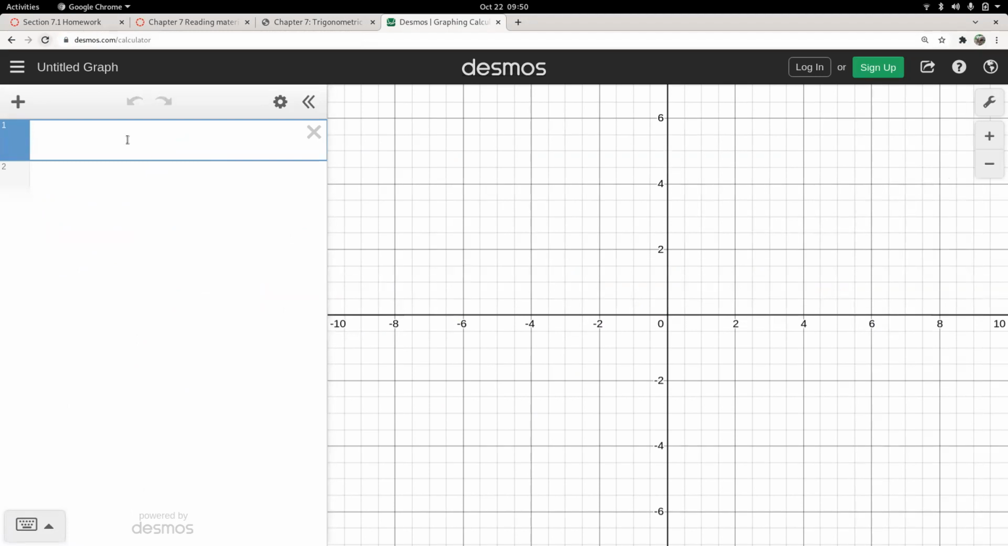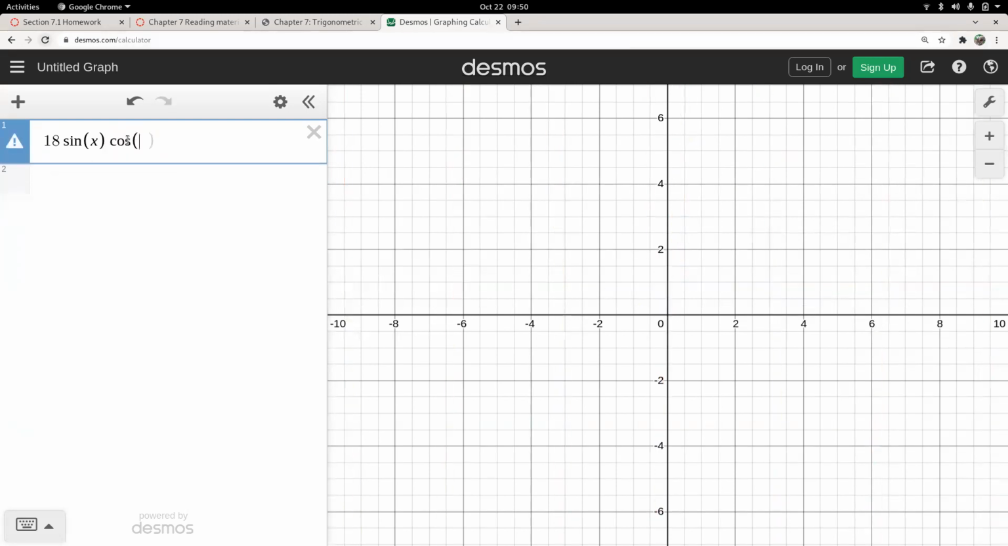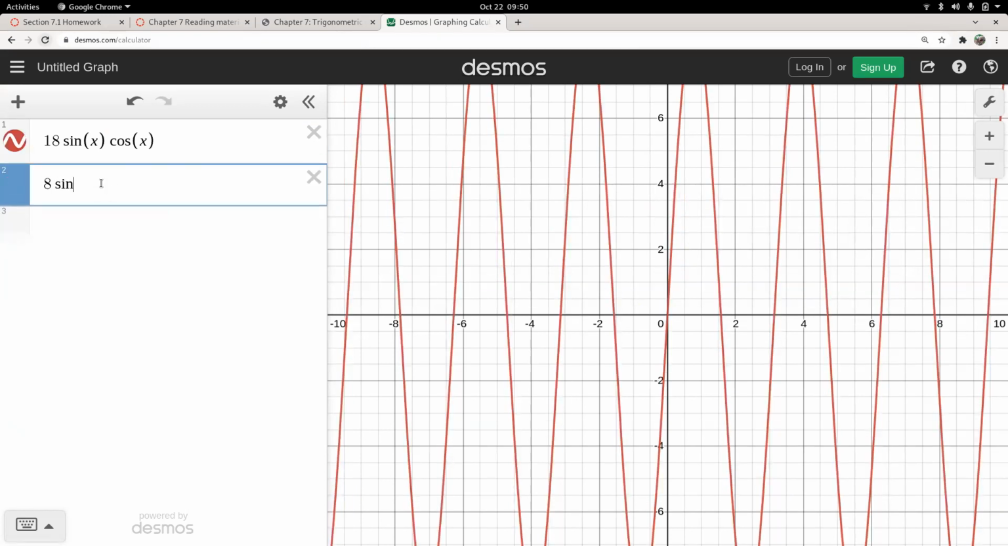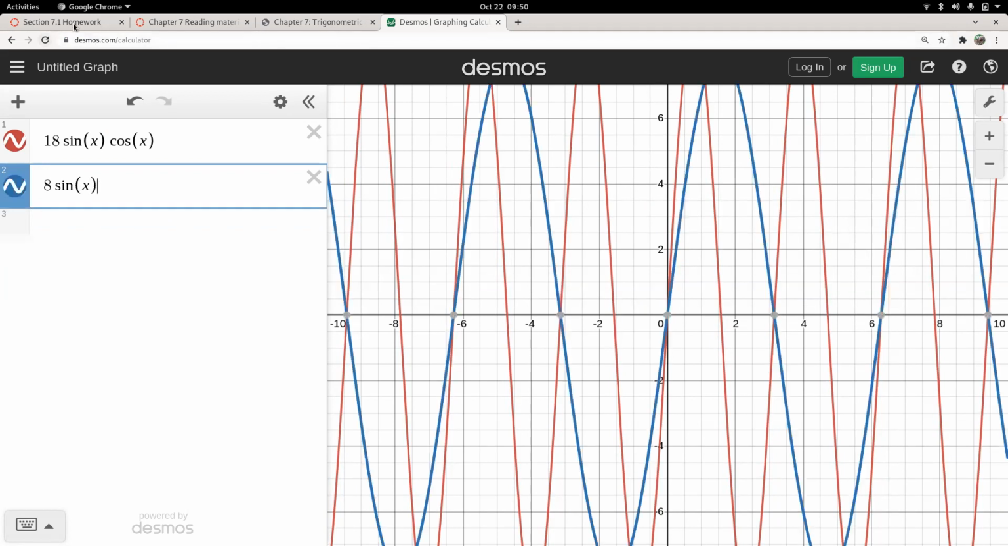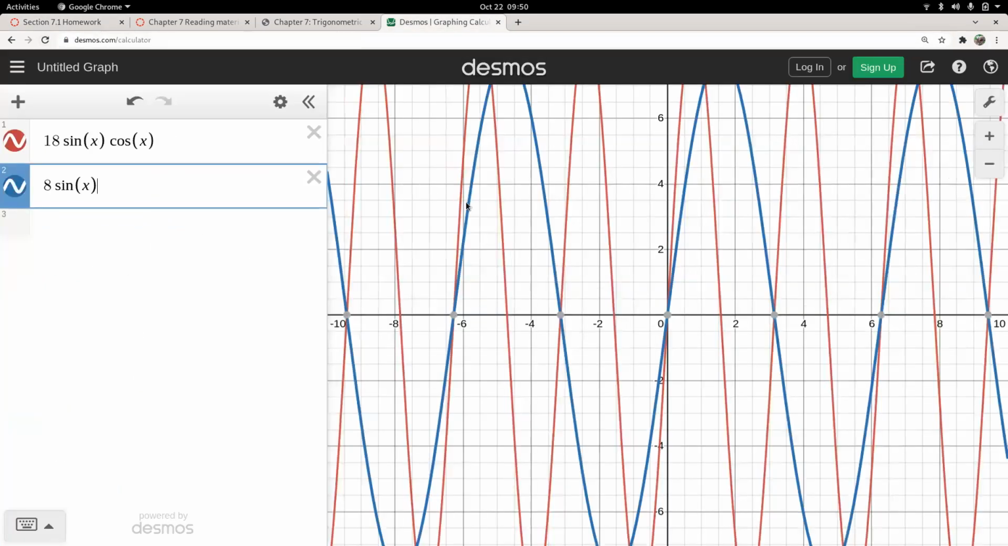All right, so let's graph the function first. So our function, we had two different functions. You should always graph the way it was originally given. So the original version was 18 sine, we got to use x, cosine of x. That was the left side. And then the right side was 8 sine of x. Make sure I got that right. So I'm using x's instead of t's to graph it. Yep. So graph the left side, graph the right side, and we just want to figure out where they're equal.